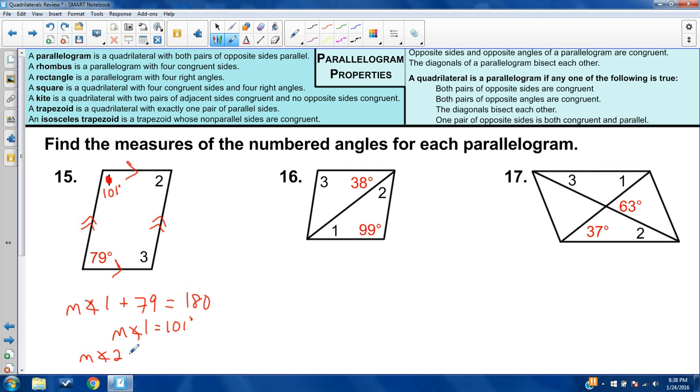So if I truly didn't know any of the rest of that stuff, I could say the measure of angle 2 plus 101 degrees equals 180. And you subtract 101 and you get back where you started. This equals 79 again. So as you can see, opposite angles are congruent. And I could do the same thing here, but save you time. This is 101 degrees as well. So using the opposite angles are congruent, I was able to figure that out. Or same side interior angles, consecutive angles in a parallelogram are also supplementary.